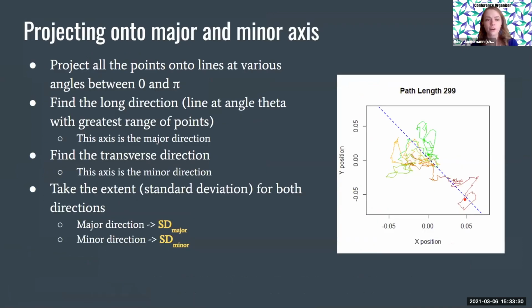So now that we have our simulated data, we can work on defining some statistical features to distinguish between the movement types. And the first thing we do is determine the major and minor axes of the path based upon a method that's similar to principal components analysis. So we call the line with the greatest range of points the major direction. And then the perpendicular line to that is going to be the minor direction. And we take the extent or standard deviation from projecting the observed points onto both directions.